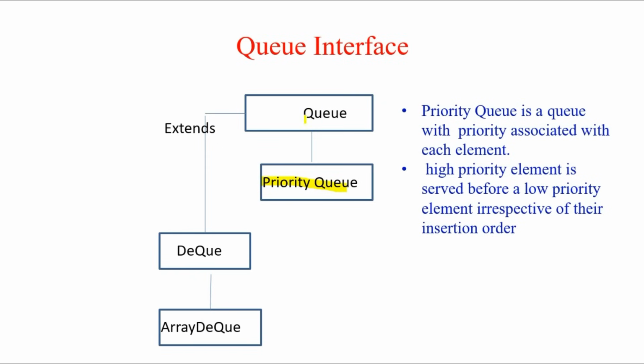So queue, I have already told you, is first in first out. That means elements enter from the rear end and exit from the front. So whatever element gets into the collection first is the one which is removed first.